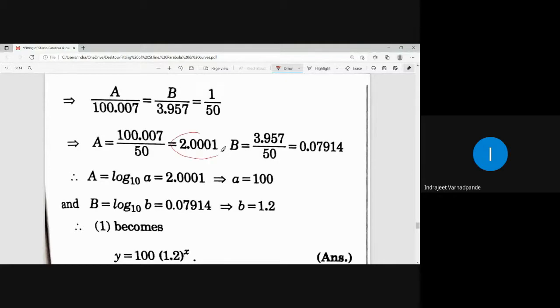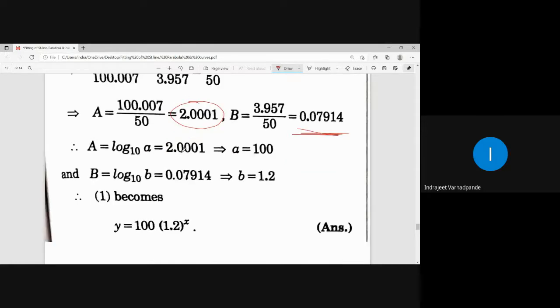So what is A generated as? A is generated as 2.0001. B is generated as 0.07914. But I want the values of small a and small b. So what is capital A actually? Log of a to the base 10. So small a will be 10 to the power 2.0001. 10 square is 100. Small b is 10 to the power 0.07914, which will be approximately equal to 1.2.